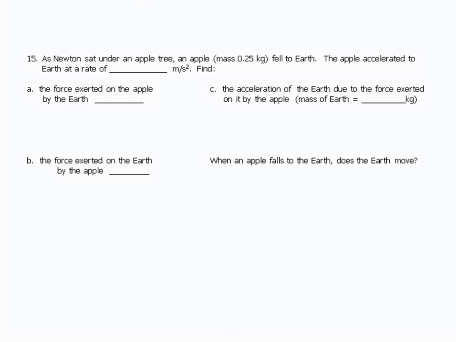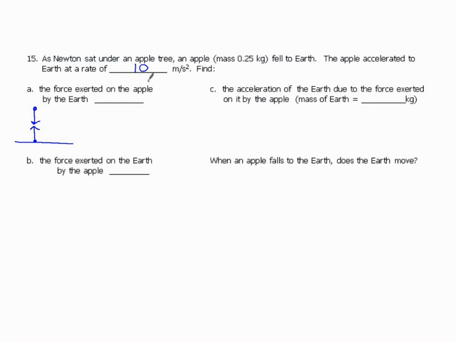So as Newton sat under an apple tree, an apple of mass 0.25 kilograms fell to the earth. The apple accelerated to the earth at a rate of 10 meters per second squared. Find the following pieces of information. So A, find the force exerted on the apple by the earth. So let's draw, here's the earth, here's the apple, and here's the earth.